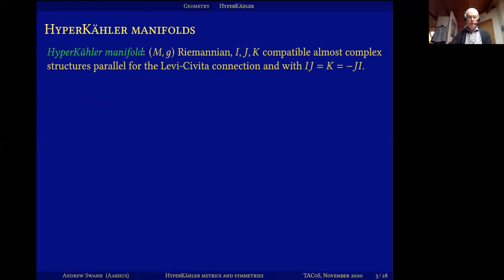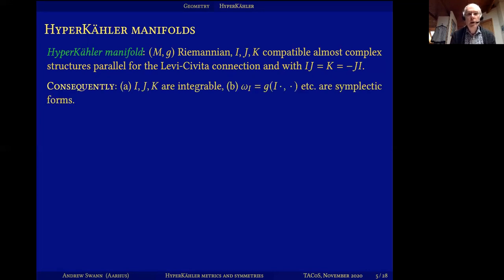So let's get some fundamentals in place. I'm going to be looking at HyperKähler manifolds from the Riemannian point of view. These are Riemannian manifolds with 3 almost complex structures, I, J and K, which map the tangent space to itself and square to -1. The HyperKähler condition is that these structures should be parallel for the Levi-Civita connection, and they should anticommute, behaving like imaginary quaternions.